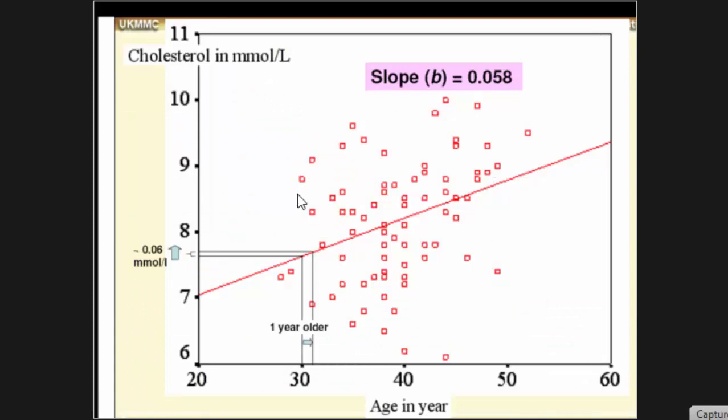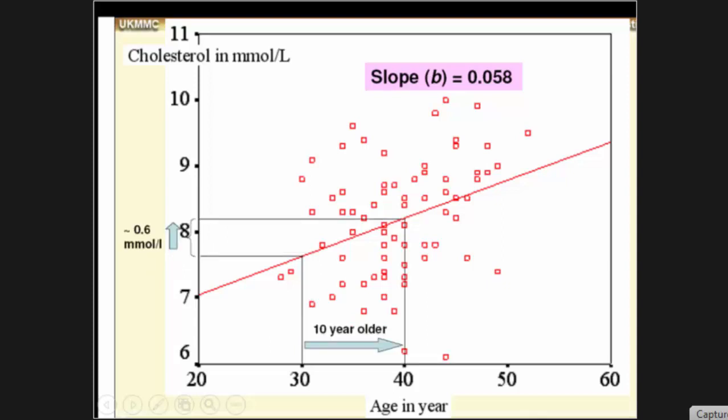When you run the analysis, you're going to get what we call the scatter diagram. This scatter diagram indicates how much the cholesterol level will increase if you increase the age by 1 year. You can see here, if you increase the age by 1 year, you will increase the cholesterol level by 0.06 millimole per liter. If you increase by 10 years, then you increase the cholesterol level by 0.6 millimole per liter. So that's the example.